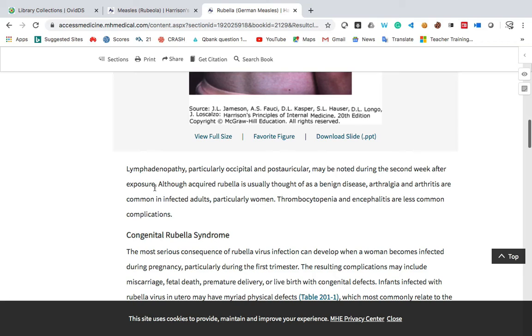Now, lymphadenopathy, particularly occipital and postauricular, may be noted during the second week after exposure. Here, the very important point is lymphadenopathy. If in your question you see anything related to lymphadenopathy, particularly occipital or postauricular lymphadenopathy, always think of rubella. But if there are cough-like spots, 3Cs, then definitely it's measles. And the rash appearance is the same in both cases, measles and rubella. The rash started from the face and spread downward. That is the same. So most of the time we have to diagnose this clinically.